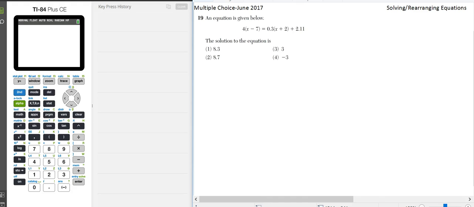The first way is algebraically, solving it for x. The second way is graphically, graphing it on the calculator and seeing where x is. And the last way is the easiest way, just guess and check by plugging in the answer choices. The first way we're going to do it is algebraically.